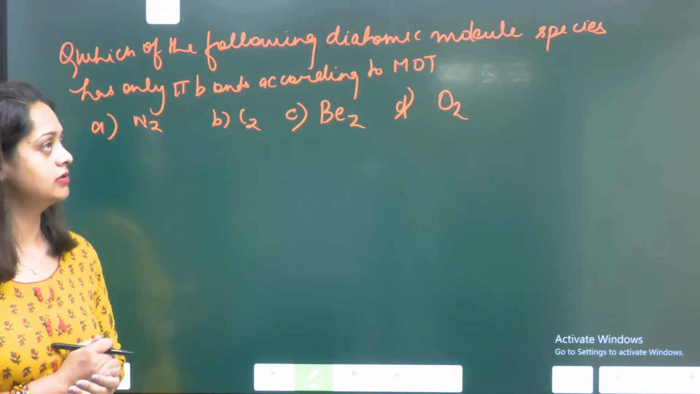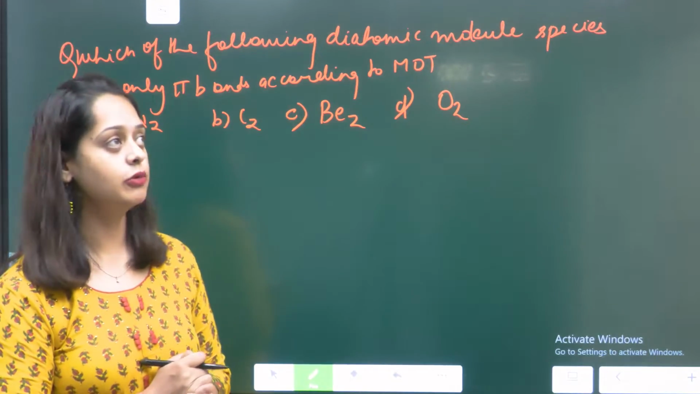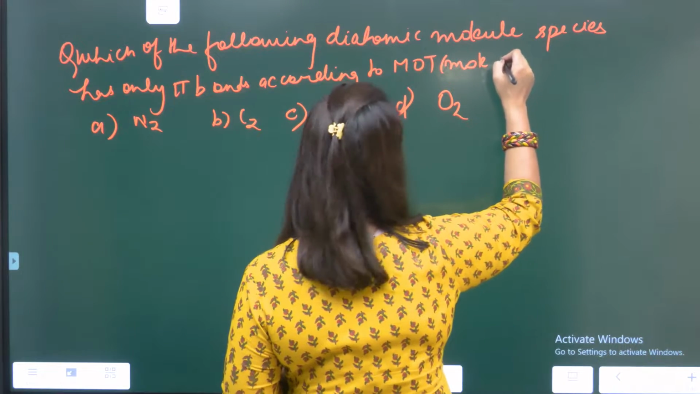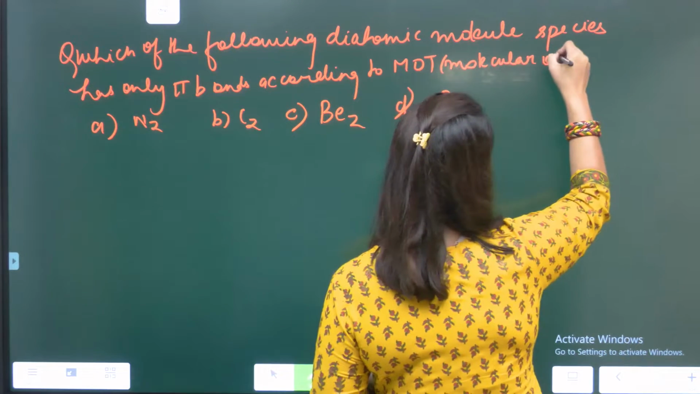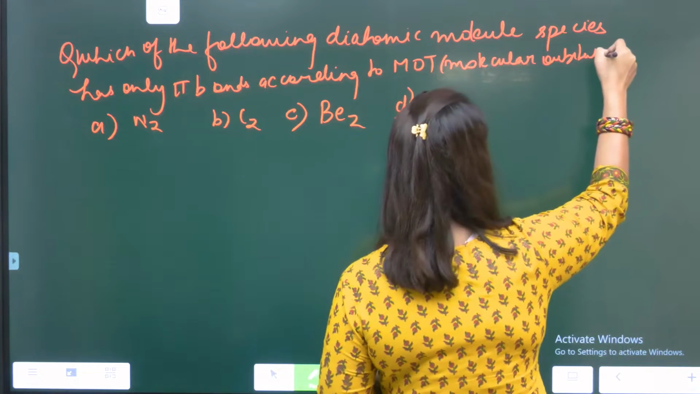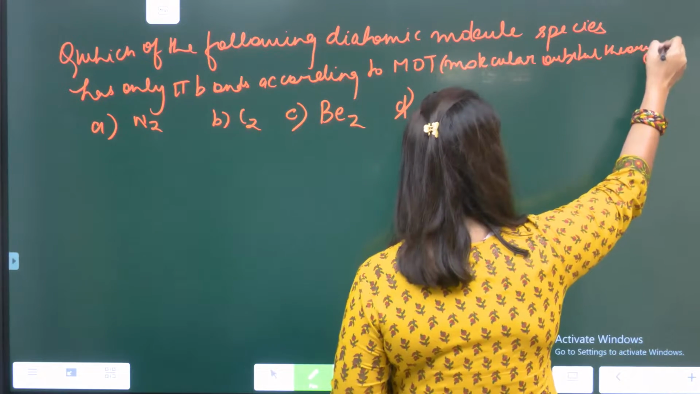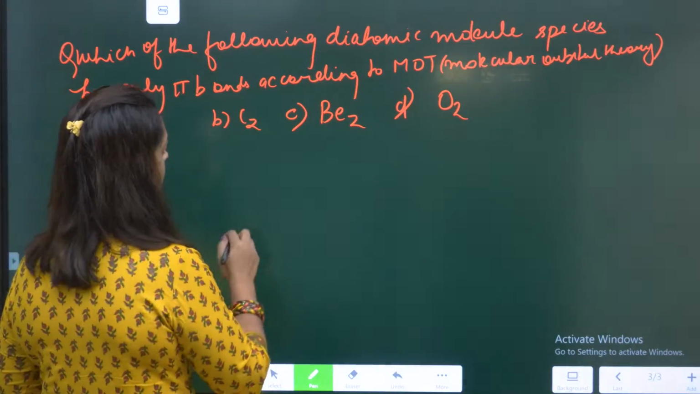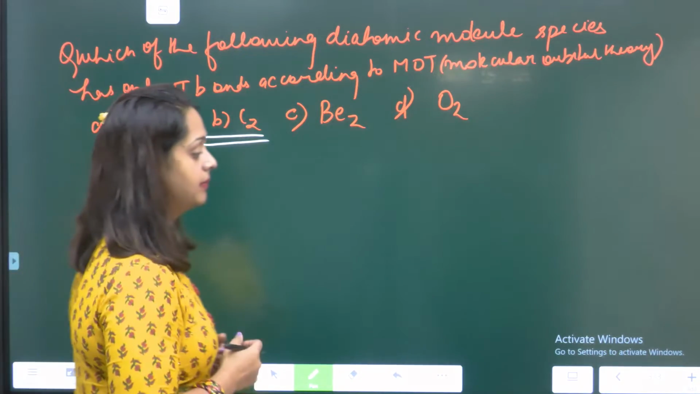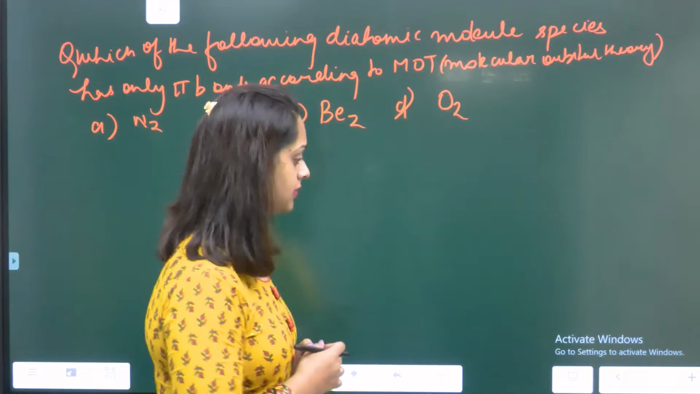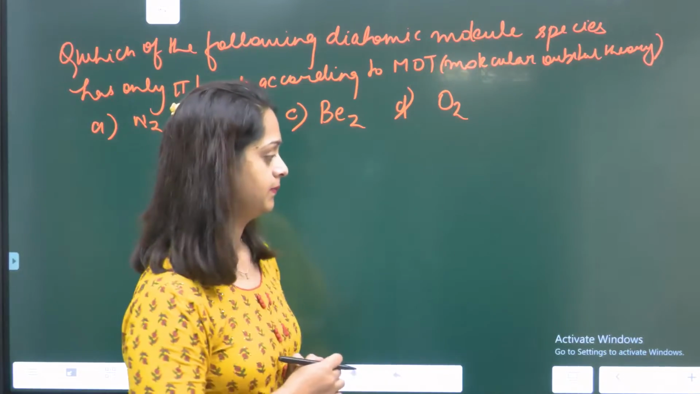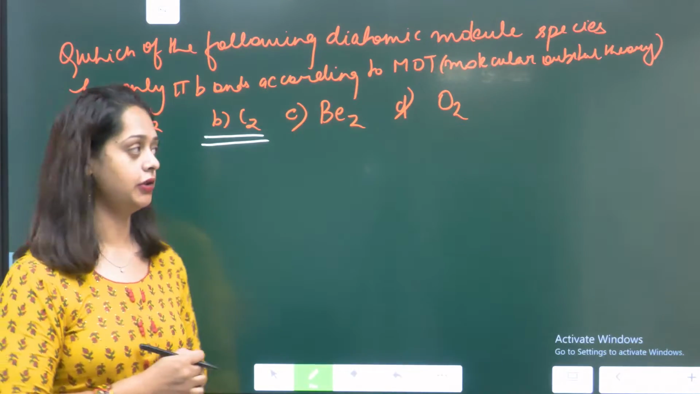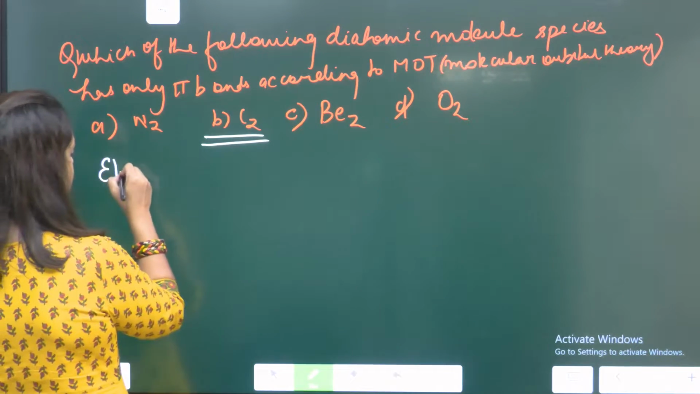What will be the answer? MOT, you understand? Molecular orbital theory. So Ankit is saying C2. Anybody else? Reshma is also saying option B. Shanmuga is also saying option B. Okay. What is the electronic configuration of C2 from the MOT point of view?